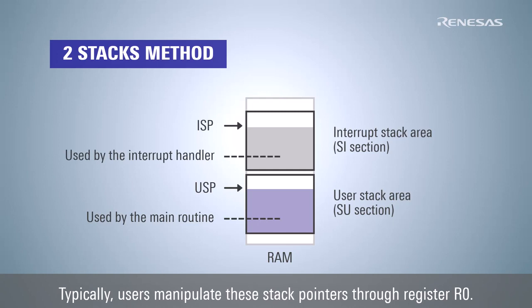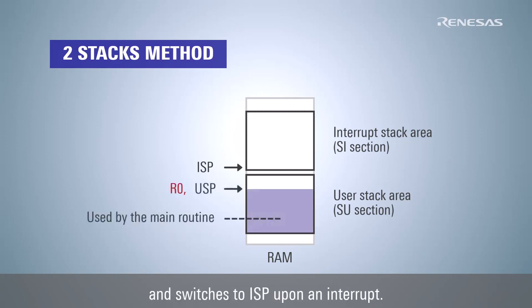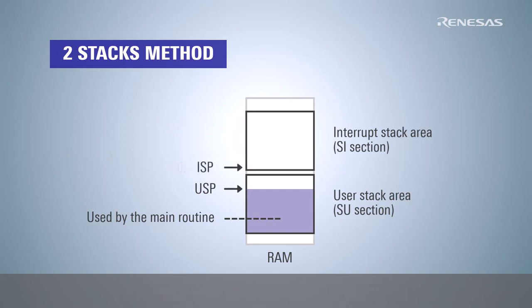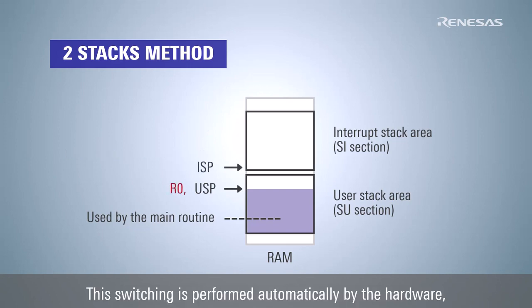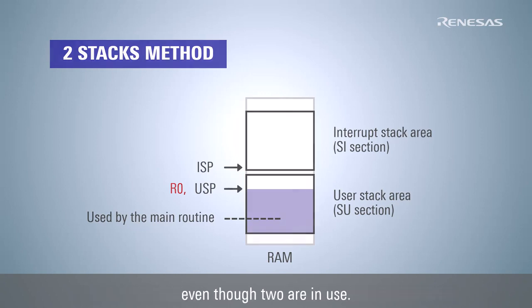Typically, users manipulate these stack pointers through register R0. If you access register R0 during main routine execution, register R0 functions as USP and switches to ISP upon an interrupt. It reverts to USP when the interrupt concludes. This switching is performed automatically by the hardware, ensuring that R0 is always set to the appropriate stack pointer, even though two are in use.